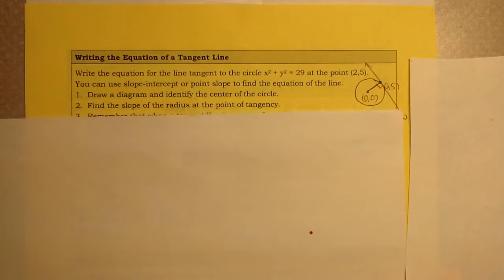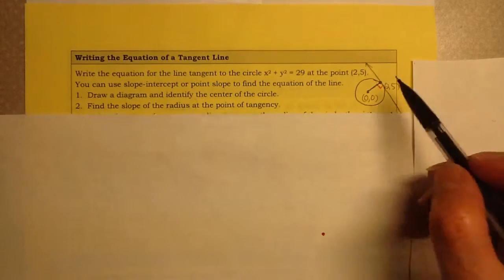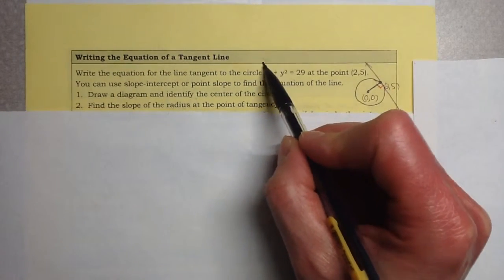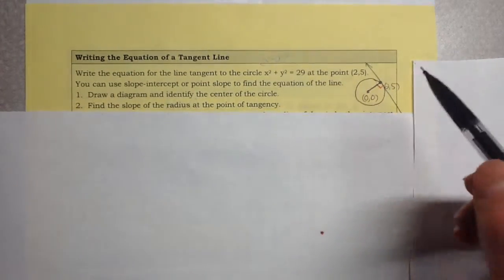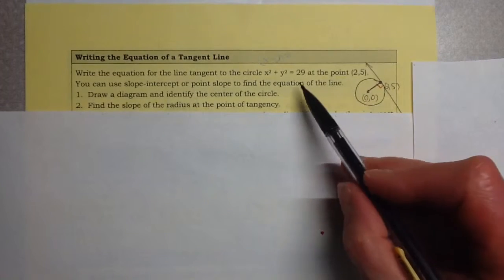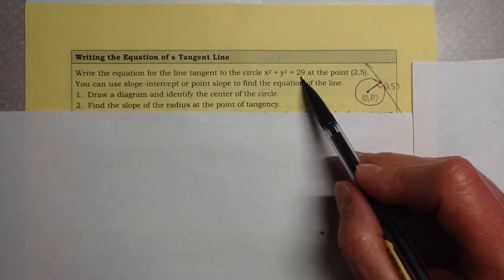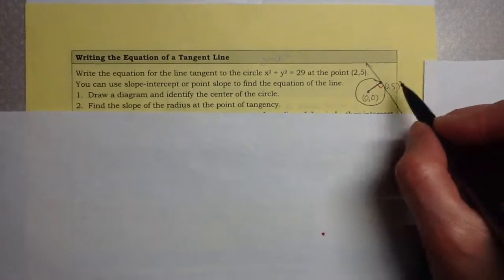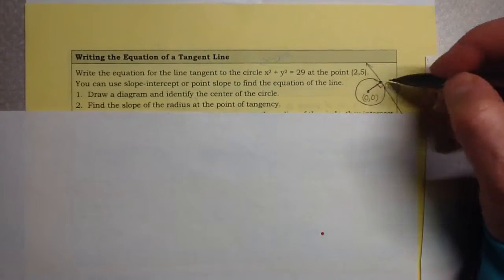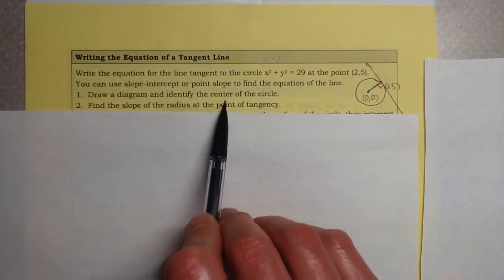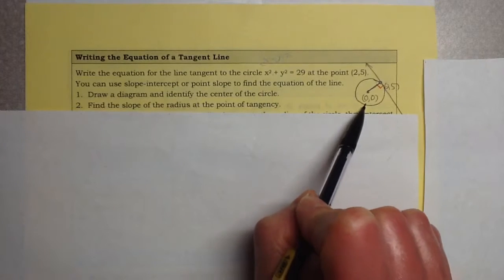We have a circle with a center at (0, 0), because this would be like x minus 0 squared, so that's why we're at (0, 0). And the radius squared is 29, and it's going to be tangent at the point (2, 5). So a line that's tangent to a circle just intersects it in one place. So we draw a diagram and identify the center of the circle, and we know that's (0, 0).